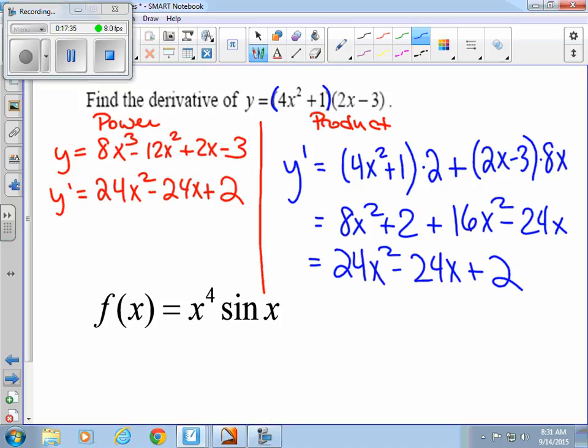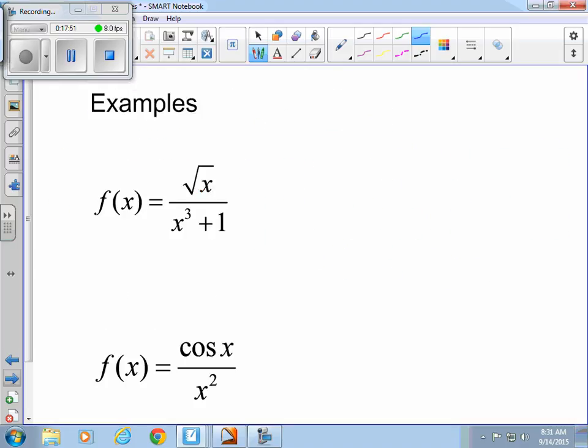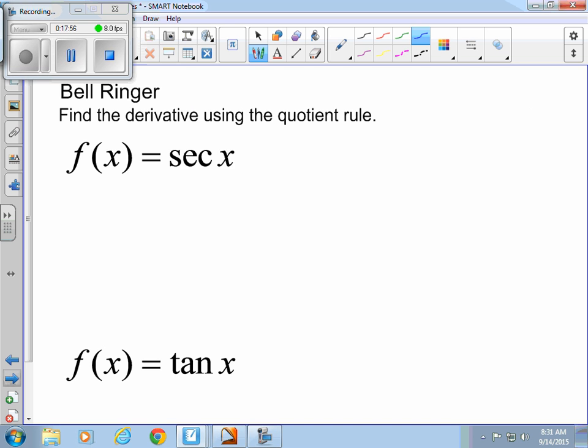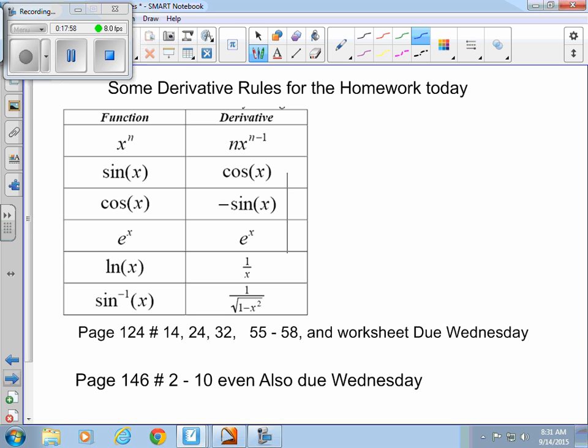Now you're probably thinking, but Miss King, you haven't shown me why I need it yet, right? The next thing is why I need it, right? X to the 4 times sine of x. For a few moments, I will get to where you know why they are what they are. But for a few minutes, I want you to write down this table. For your homework tonight, you will need this table. It's some derivatives that you just need to know for tonight.